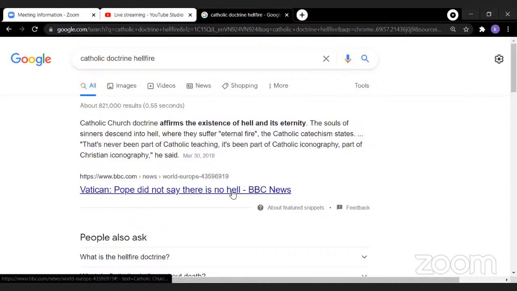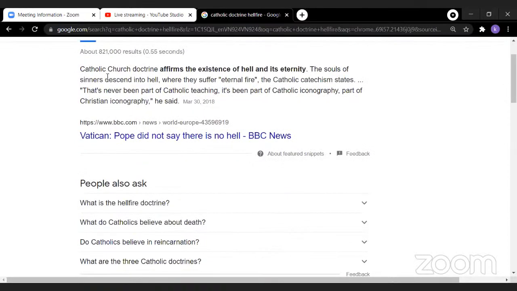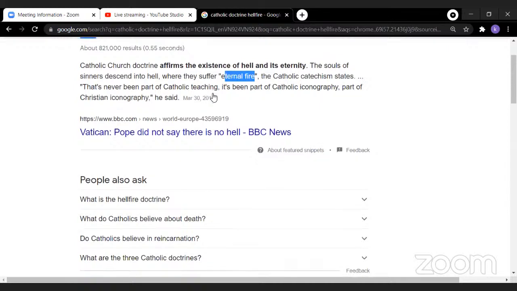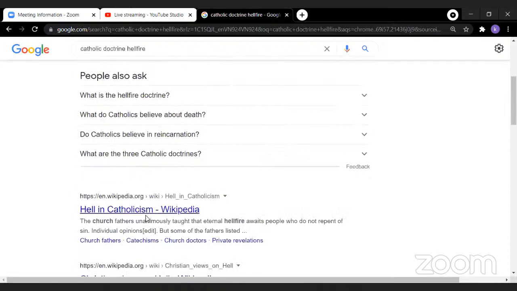Oh, Pope did not say there is no hell. Okay. So let's see. Catholic Church doctrine affirms the existence of hell and its eternity. The souls of sinners descend into hell. Okay, so we see it's not only the sinners, right? The souls of sinners descend into hell where they suffer eternal fire. We saw that's not true. The Catholic Catechism states that that's never been part of the Catholic teaching. It's been part of Catholic iconography, part of Christian iconography, he said. Oh, so he's trying to clean that up.